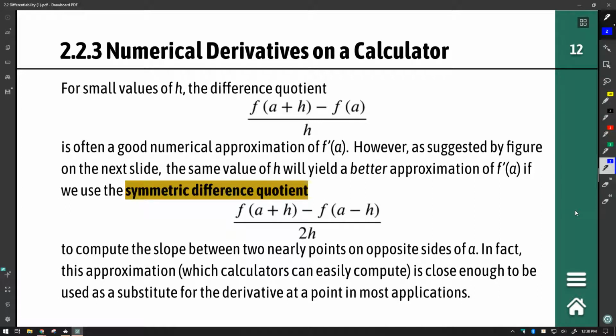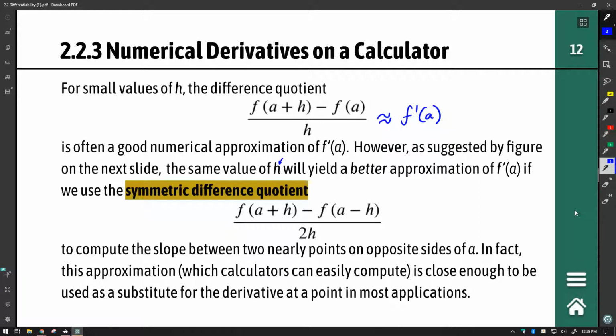For small values of h, the difference quotient that we know and are used to, f of a plus h minus f of a all over h, is often a pretty good numerical approximation of f prime of a. So what we're saying here is this is approximately f prime at a. But suggested by the figure we're going to draw on the next page, the same value of h, and remember h is just a very small number, is going to yield a better approximation of f prime of a if we use something called the symmetric difference quotient.